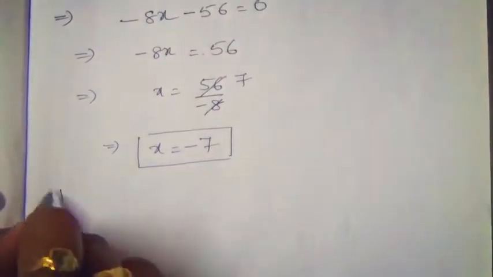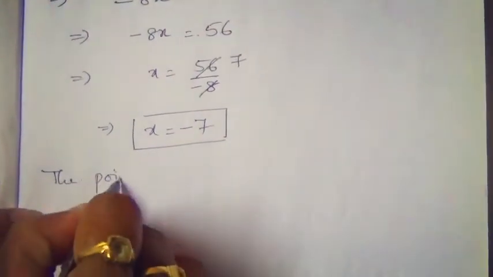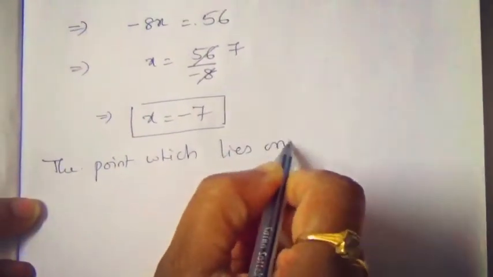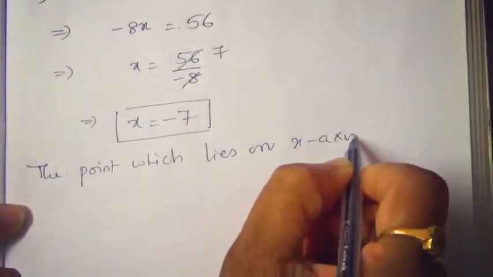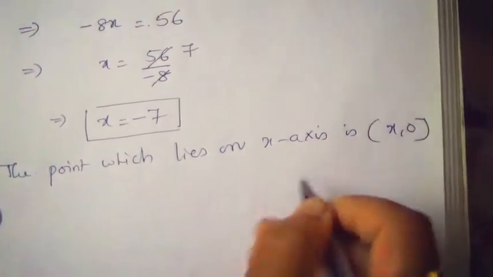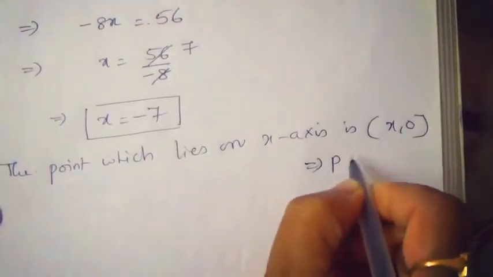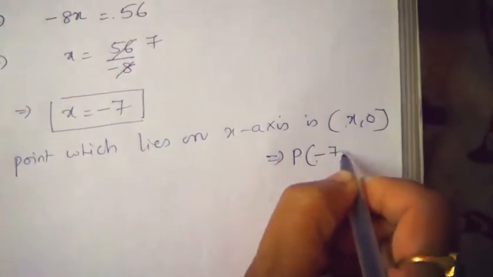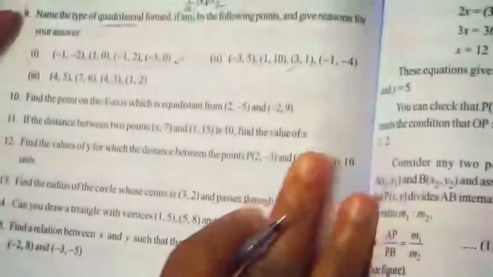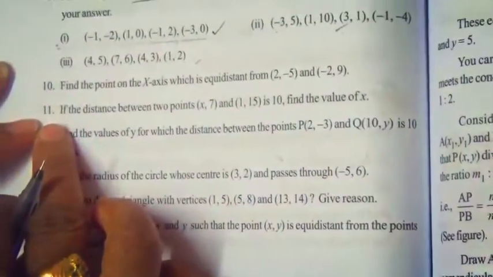Then what is the point? The point which lies on the x-axis is (x, 0). That implies P is (minus 7, 0). Here is the solution for this 10th sum. Okay, now it's time to explain this 11th sum.